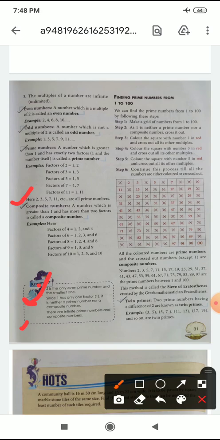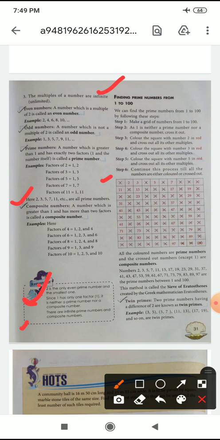Then finding prime numbers from 1 to 100. How do we find? Here some steps are given, we just follow. We can find the prime numbers from 1 to 100 by following these steps. Step 1. Make a grid of numbers from 1 to 100 like this. Then step 2. As 1 is neither a prime number nor a composite number, cross it out. First you cross 1.